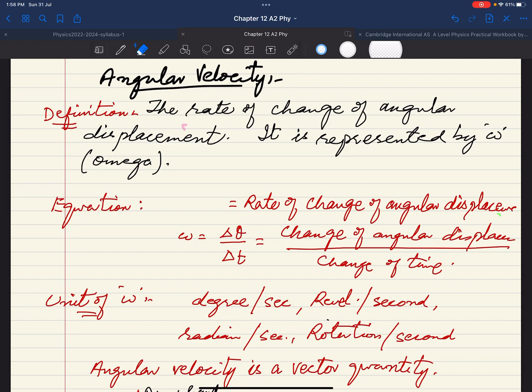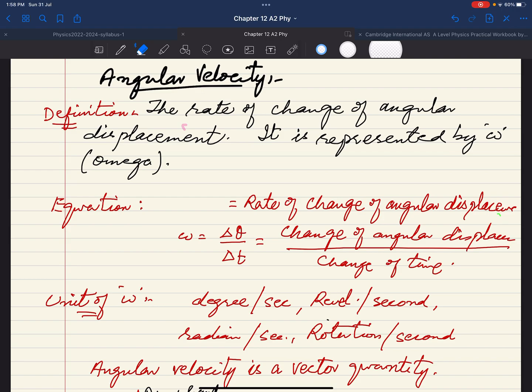And of course, you know that we are talking about the 9702 syllabus of physics. And here we have the new topic, the angular velocity. Again, this is a continuation of the previous discussion, where we discussed angular displacement. So, what was the angular displacement? The angle subtended by a body moving in a circle at the center of the circle, and we were representing that by using theta.